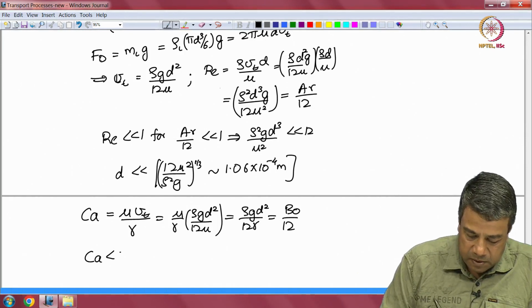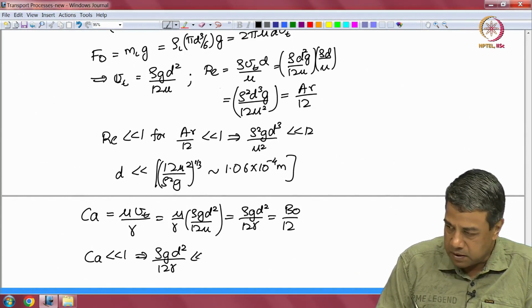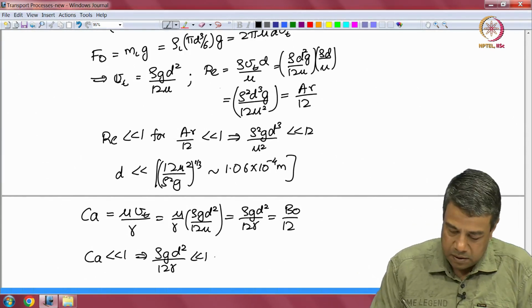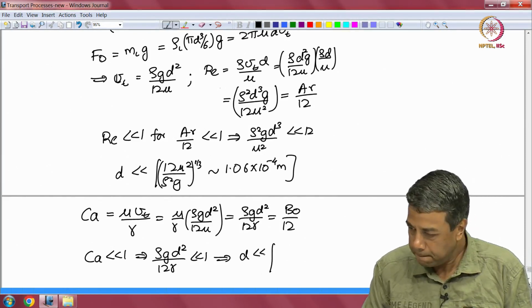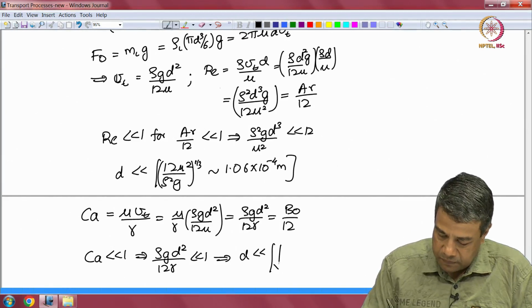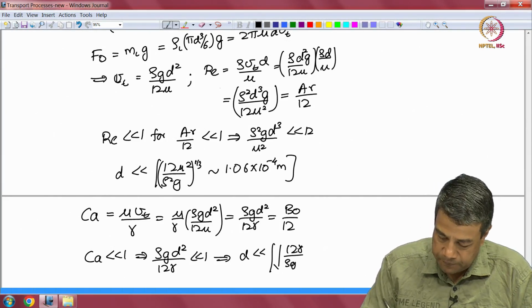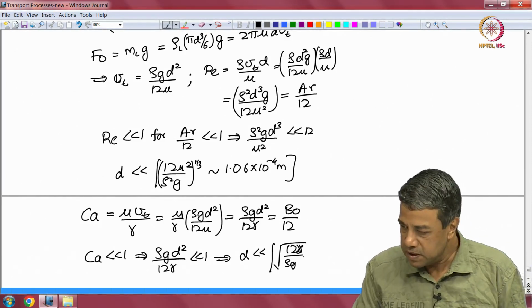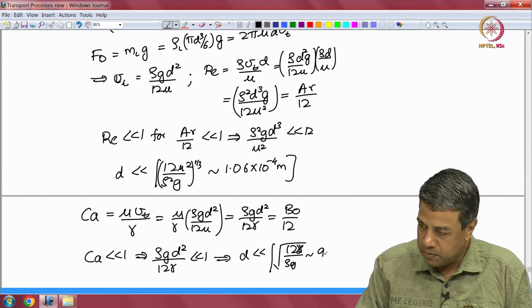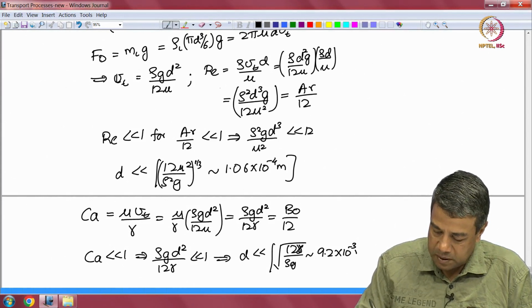Capillary number is much smaller than 1 implies that rho g d square by 12 gamma is much smaller than 1, which implies that d is much less than root of 12 gamma by rho g, which in this case is approximately 9.2 into 10 power minus 3 meters.